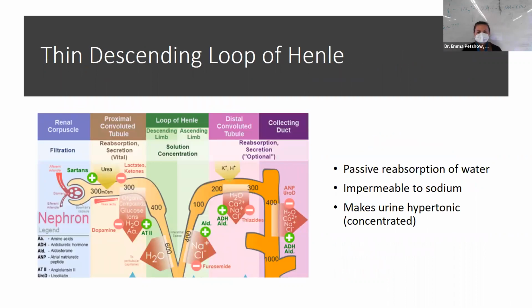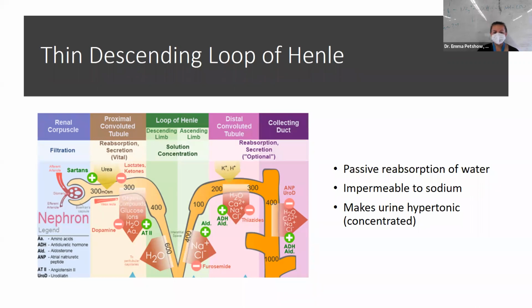Then we get to the thin descending loop of Henle. This picture just shows you another schema, a different way of representing the kidney and the nephron as a whole. Just to orient you, you have your renal corpuscle with your glomerulus and your Bowman's capsule. You then are in your proximal convoluted tubule, your loop of Henle down and up, your distal convoluted tubule, and your collecting duct. It's trying to show what is being reabsorbed here. These arrows show what your body is taking out of the lumen and into your normal concentration.